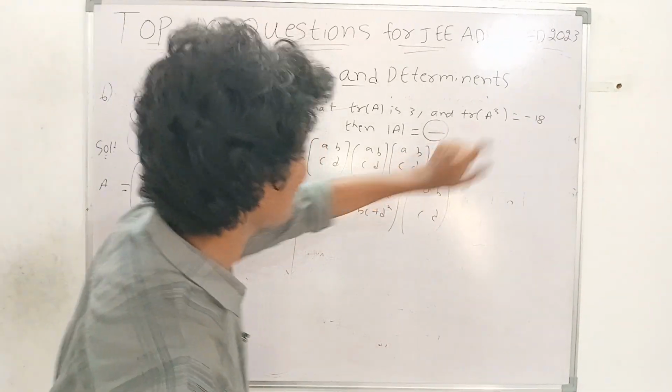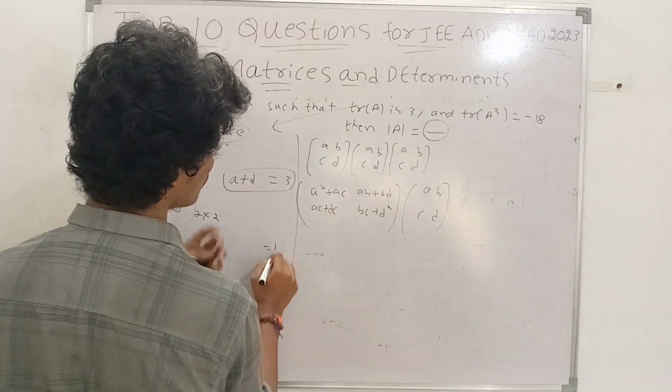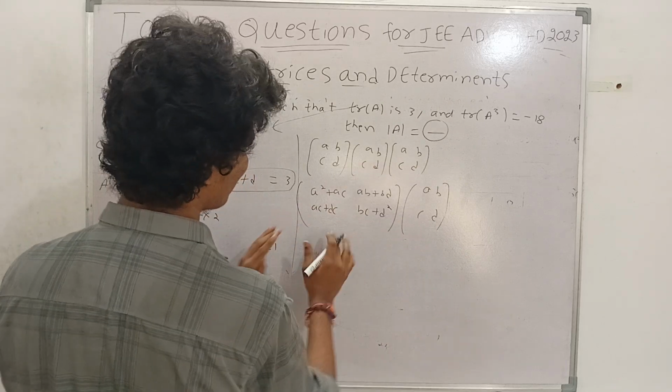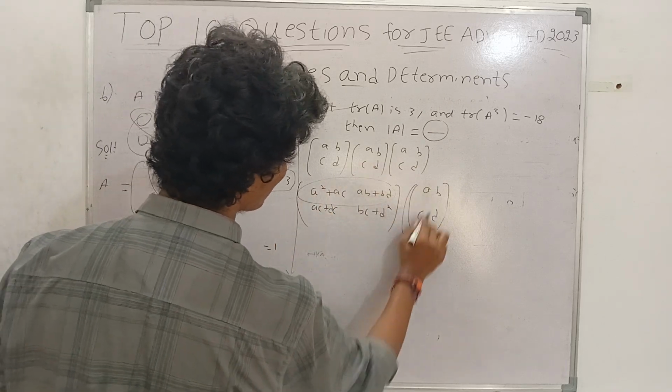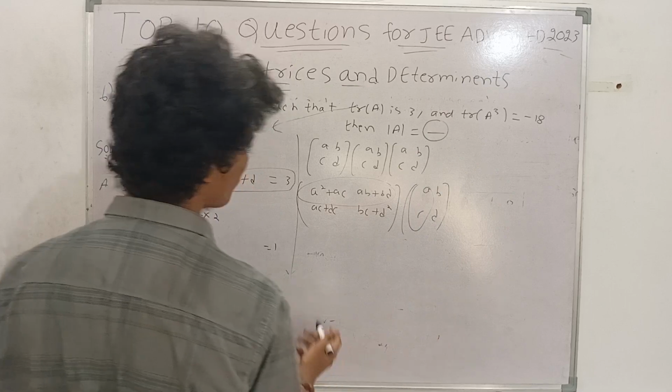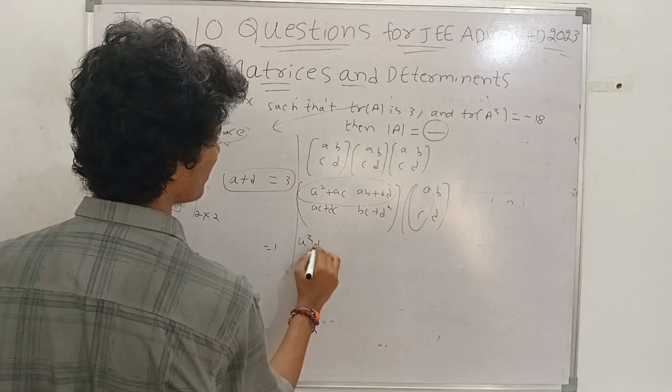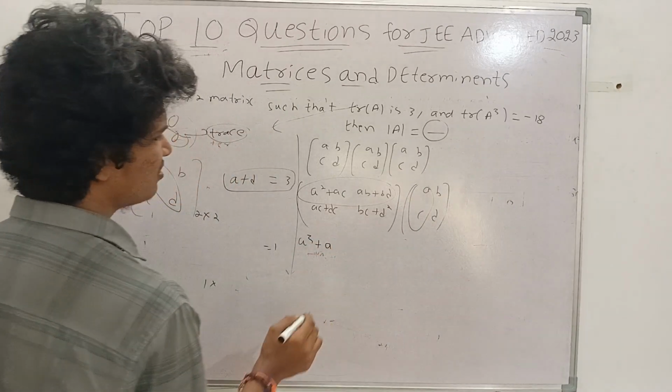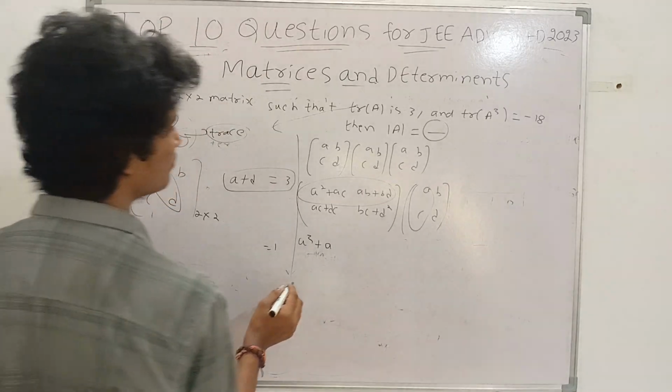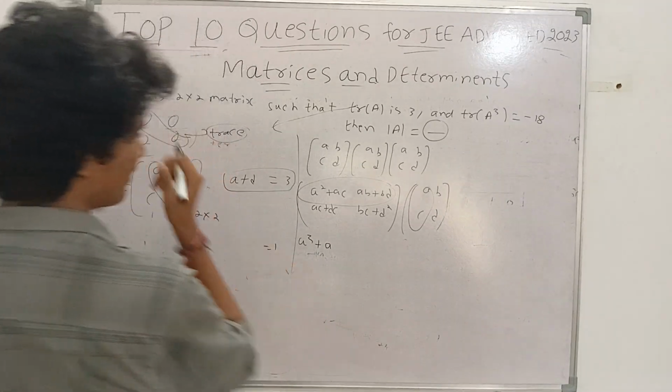We want only trace values, so I can directly multiply these entries and the second thing. So what I will get? A cube plus... one second, guys.